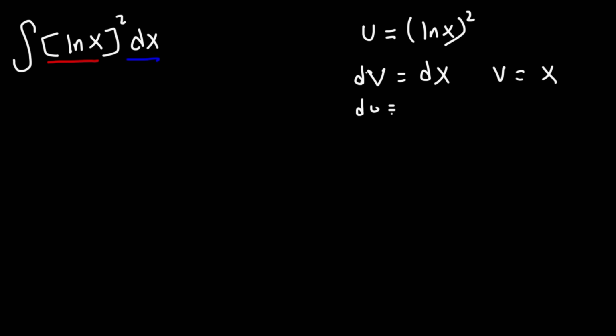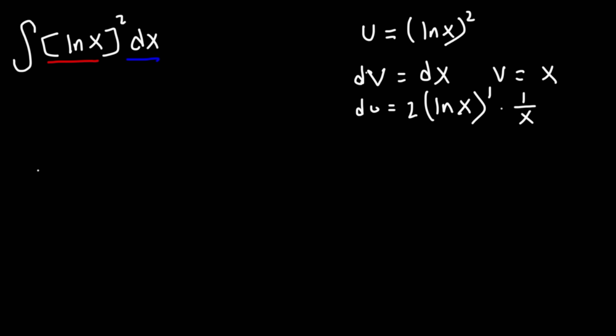I need more space. We need to use the chain rule. So first let's use the power rule by moving the 2 to the front. So it's going to be 2, and then we'll keep everything on the inside the same. 2 times ln x, and then we're going to subtract that by 1, and then take the derivative of the inside. The derivative of ln x is 1 over x.